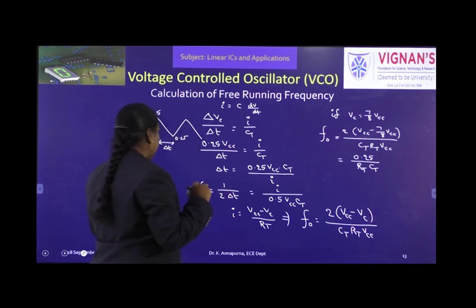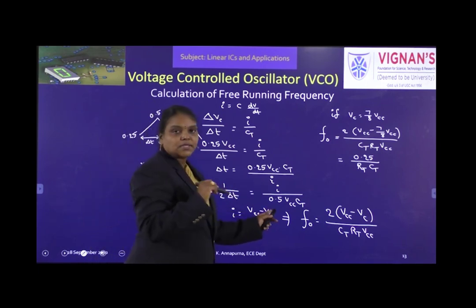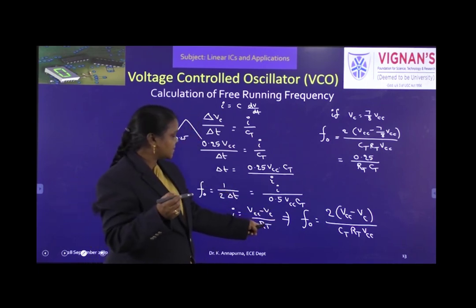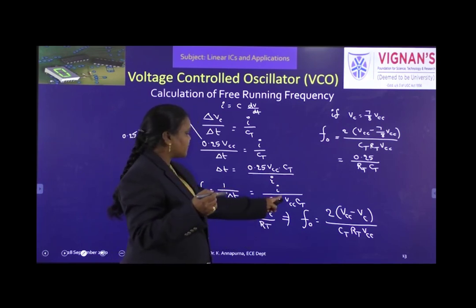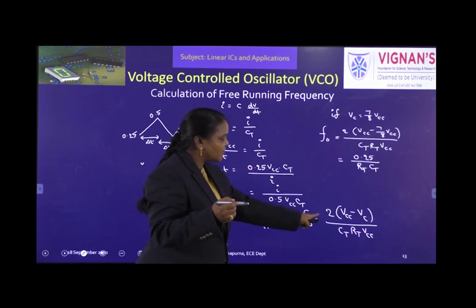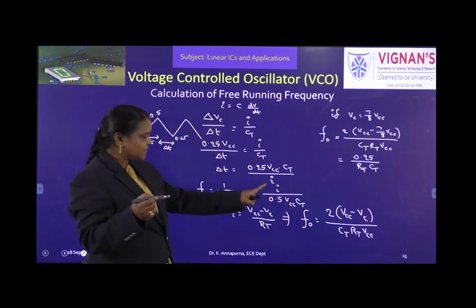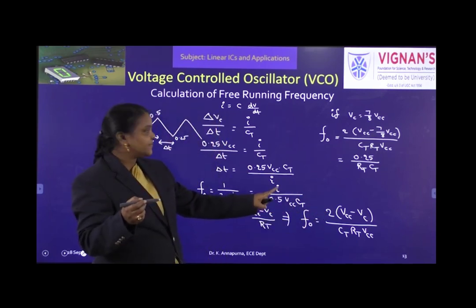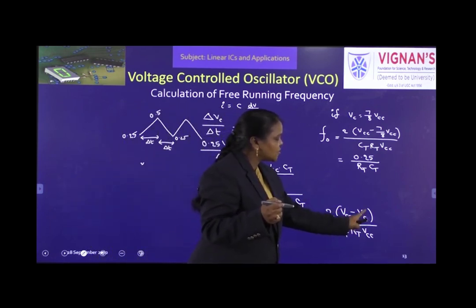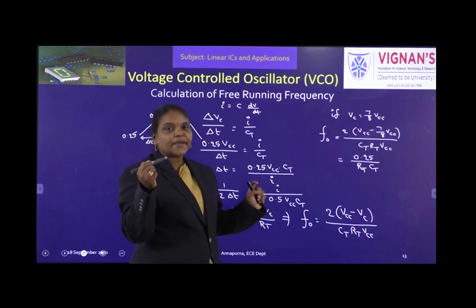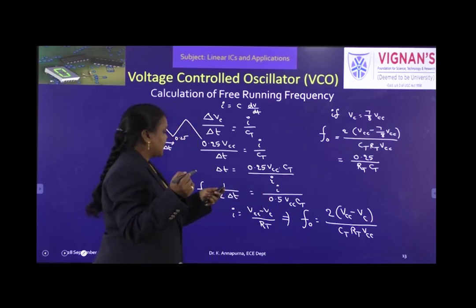Here it is taken as RT. Instead of R1C1, we have taken RTCT. So it is RT. Now substituting this in f naught, this is the frequency of oscillations: 2 times (Vcc minus Vc) by CT RT Vcc. Now if we fix Vc at 7 by 8 Vcc, 7 by 8 times the Vcc.